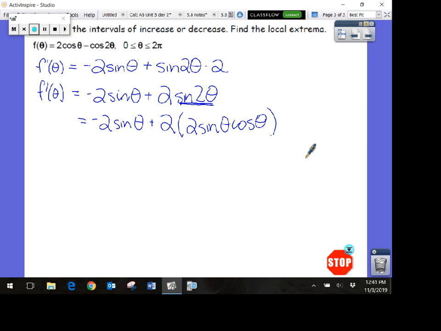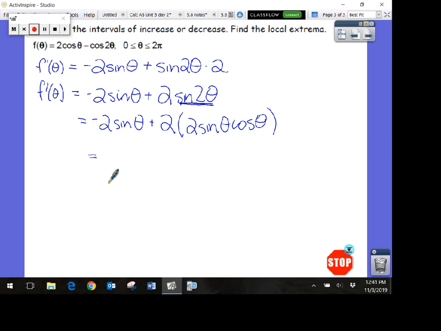Now all of our angles are just theta. We can't factor a sine theta out of a sine 2 theta. That's like saying this is sine 30 and this is sine 60, and we can't factor out a 30 degrees. That's not a thing. You can't change the angle. So there's your double angle identity.